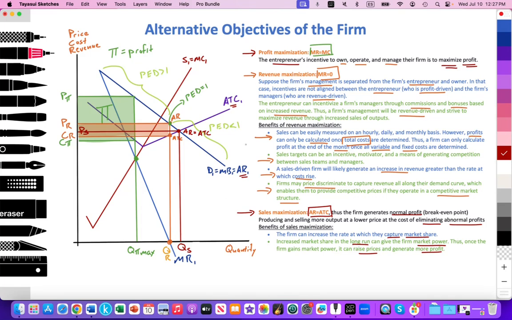So you can see that with each of these objectives of the firms, it really impacts the quantity of output. Profit maximization, you get really reduced quantity. Revenue maximization, a little bit more output. And then when you get sales maximization, even more output here. So you see how the output increases as you go from profit max to revenue max to sales maximization.